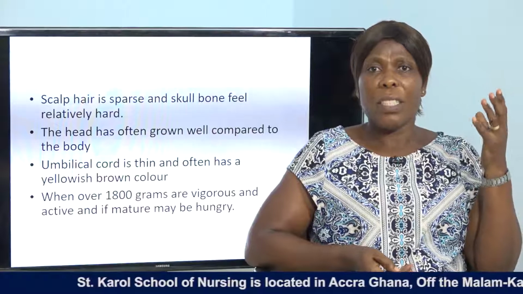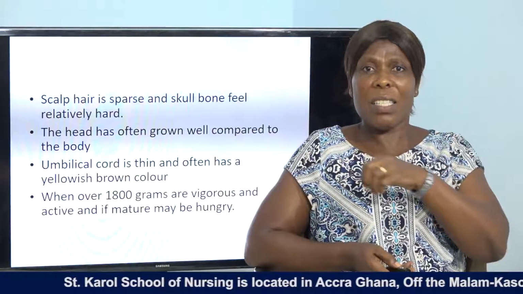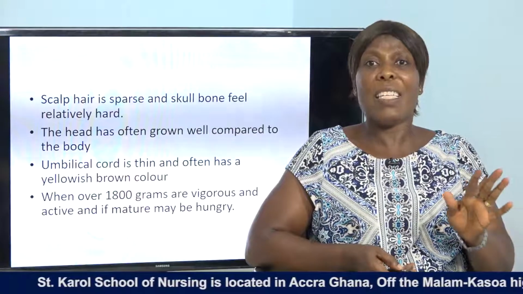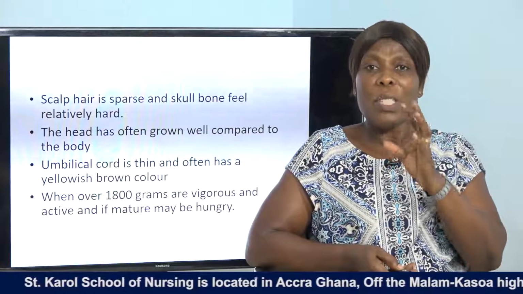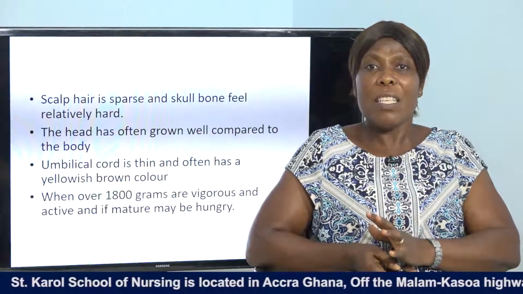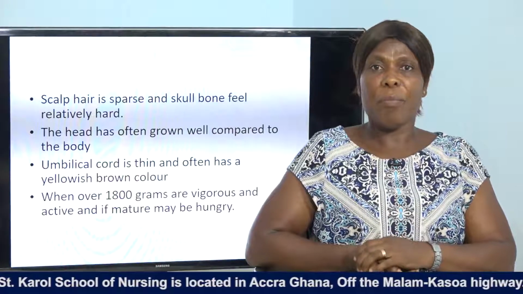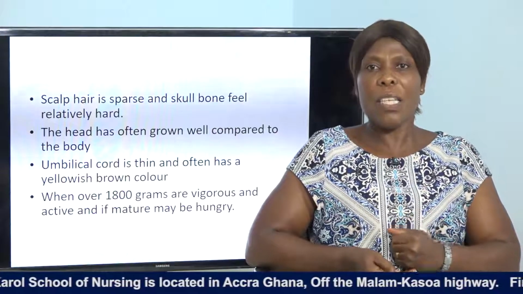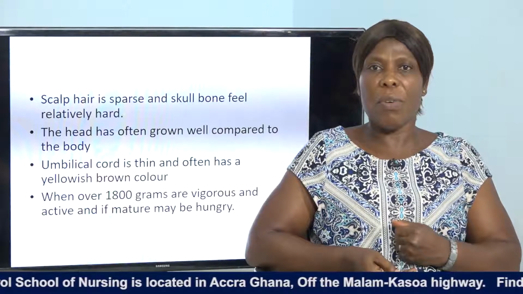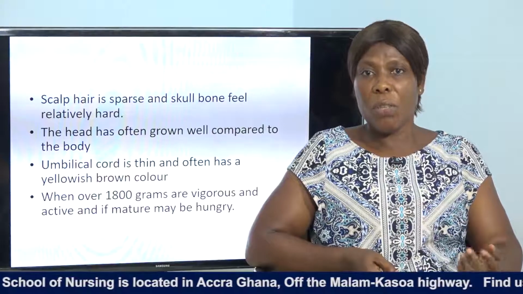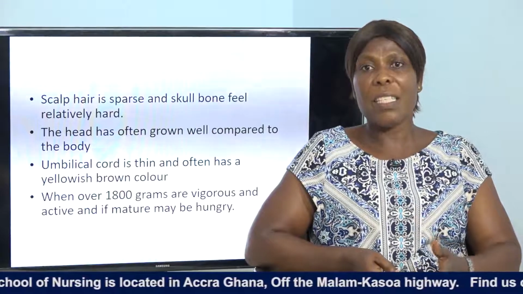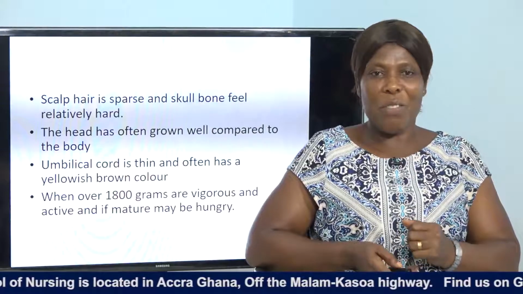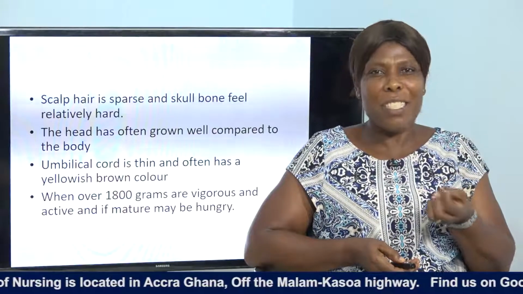Now the scalp: the hair is very scattered on the head. The scalp bone feels relatively hard, not like the preterm, where we are saying that the scalp is very soft. With this one, you could see that everything is formed, just that the baby is small for the delivery. The head has often grown well compared to that of the body. The umbilical cord is thin and often has what? A yellowish brown color. And most of the time, those born between the weight of 1.8 are very what? Vigorous and active. And if matured, may look what? Hungry. So you need to feed them. Such babies, we are saying that they are not getting good nutrients.